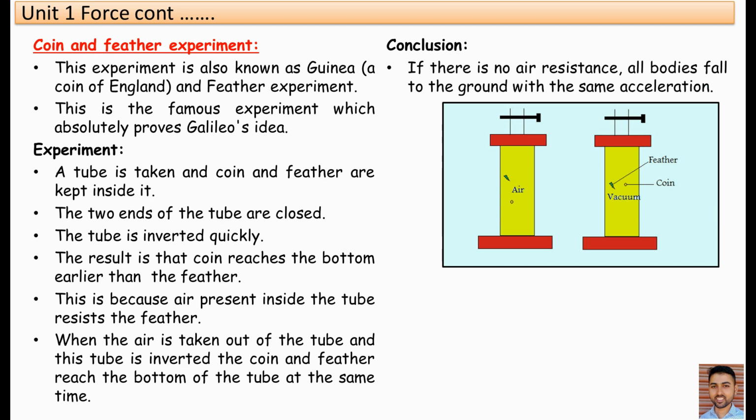When the air is taken out of the tube, that is, we make a vacuum inside the tube, and we do the same experiment, then both the coin and the feather fall on the ground simultaneously, at the same time.